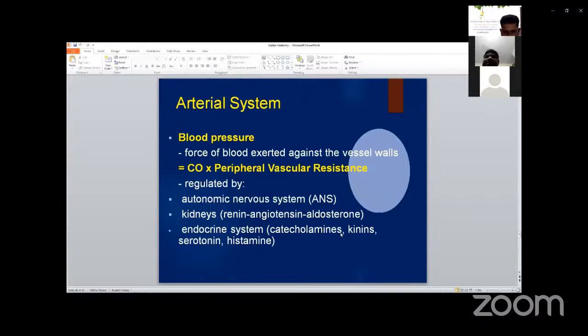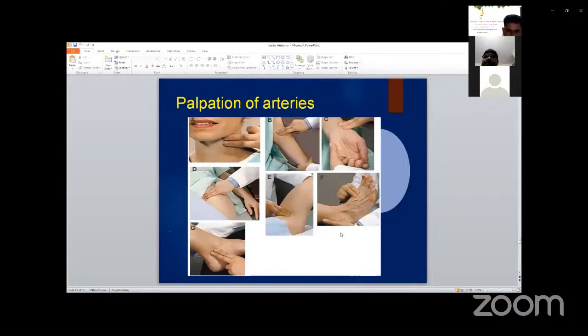Slide number 28. Palpation of arteries is a method of feeling the arteries. The first one is near our neck, on the left side of your neck. If you keep your fingers near the trachea, you can feel the artery.